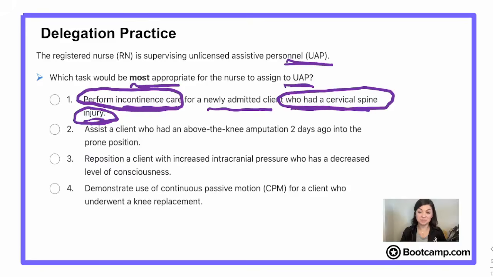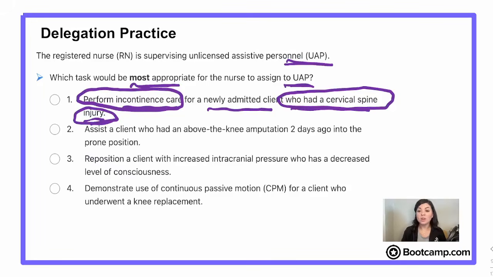We have to turn them. With a client with a cervical spine injury, remember, we typically have to use a specialized log roll technique. If we turn this client with a spinal injury incorrectly, we are going to potentially paralyze that client. So even though incontinence care seems like a routine task, for a client like this, it is a highly risky, non-routine task.